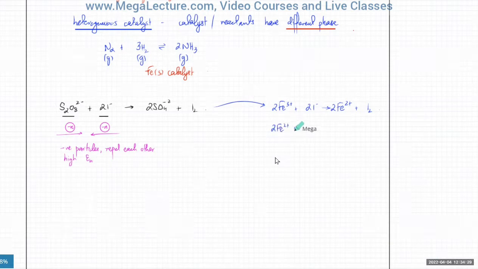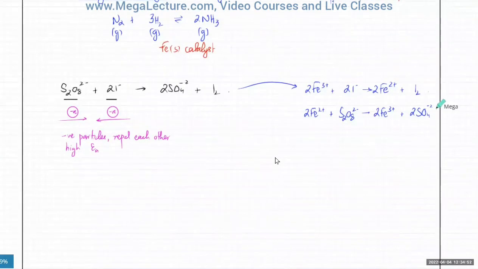Then the same Fe2 plus goes and reacts with S2O8 2 minus, and the Fe turns into Fe3 plus, and 2SO4 2 minus ions are produced. So what has happened by adding Fe3 plus, the problem was, I'm just explaining how a catalyst works, these two ions were not reacting with each other because they were both negatively charged, even though the reaction was very feasible. These two things should have been formed.